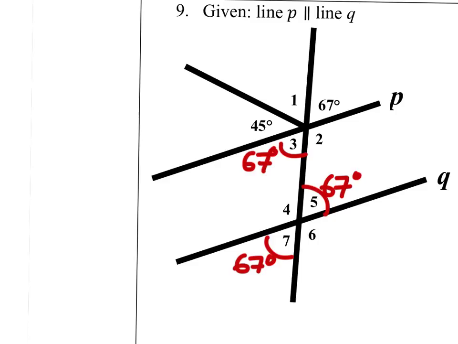That's not too bad. So on the other hand, we can see that line P gives us a straight angle with those three angles right there.